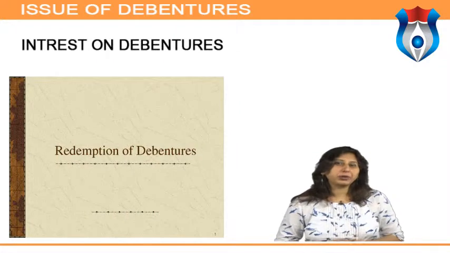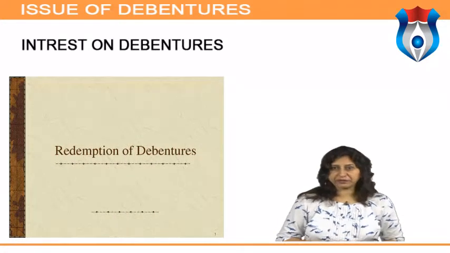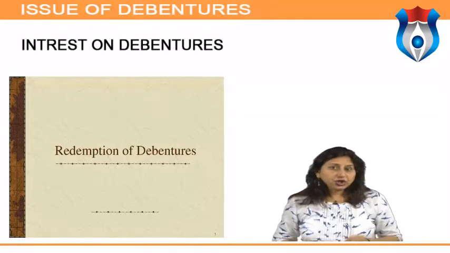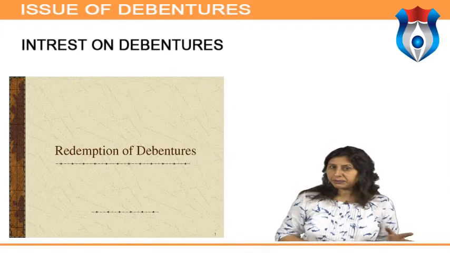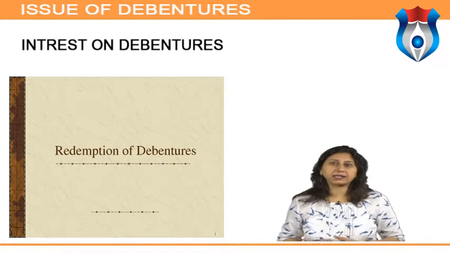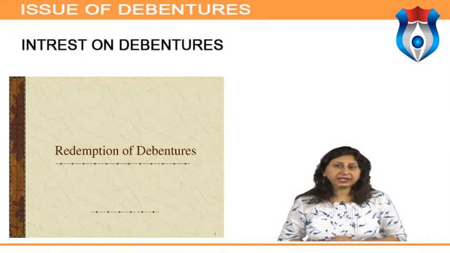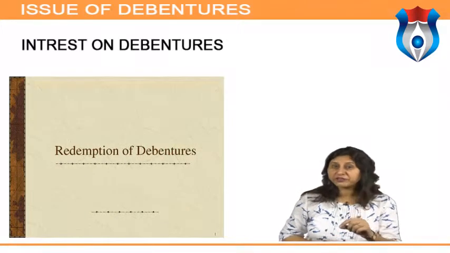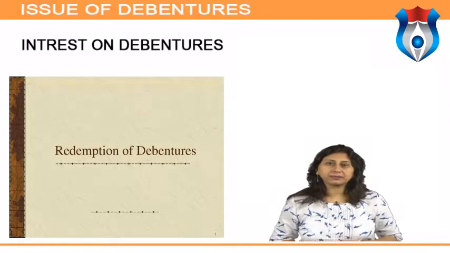The next topic we are going to study is the interest on debentures and redemption of debentures. A debenture is always prefixed by a certain percentage, say 9% debentures or 12% debentures. Have you ever thought what meaning this prefix carries? It is the rate of interest per annum that will be paid to the debenture holders.